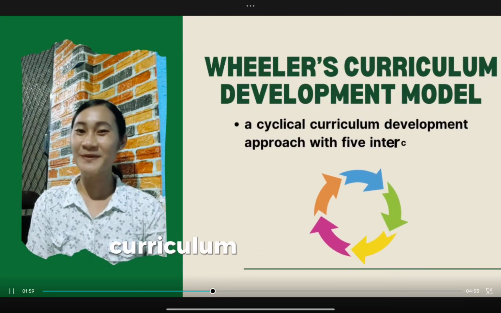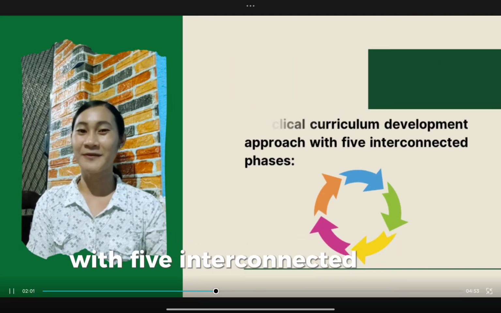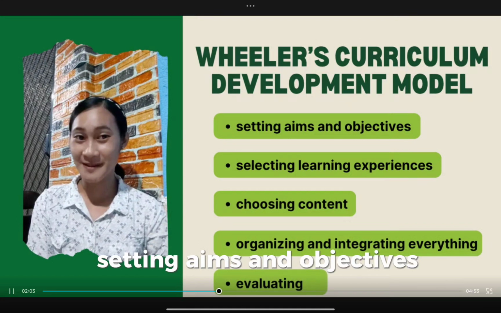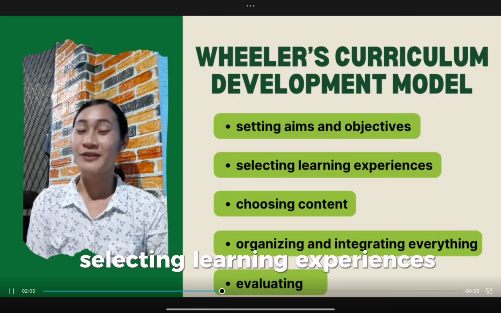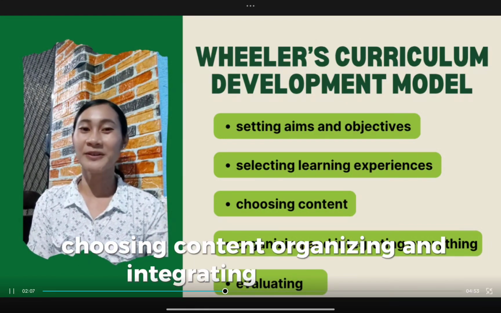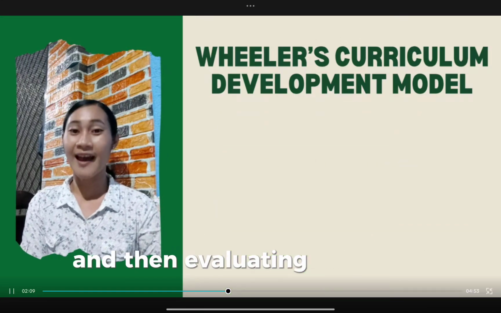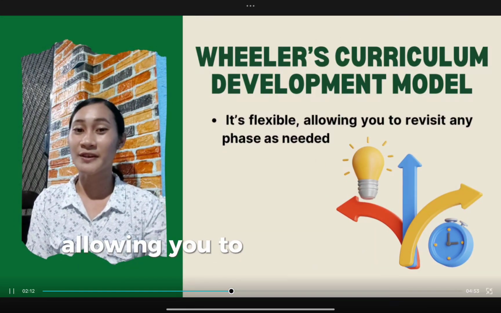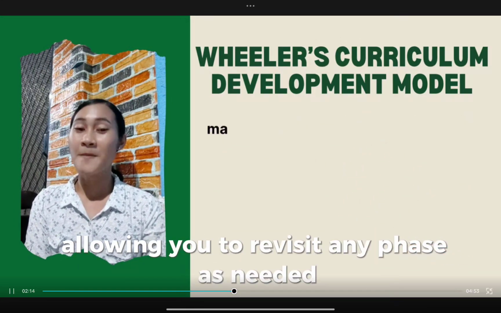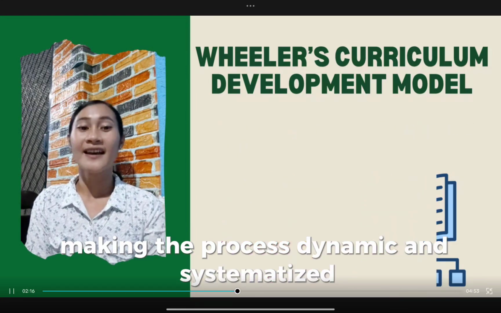Wheeler's model is a cyclical curriculum development approach with 5 interconnected phases: setting aims and objectives, selecting learning experiences, choosing content, organizing and integrating everything, and then evaluating. It's flexible, allowing you to revisit any phase as needed, making the process dynamic and systemized.